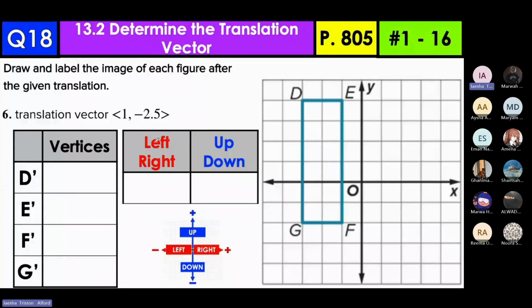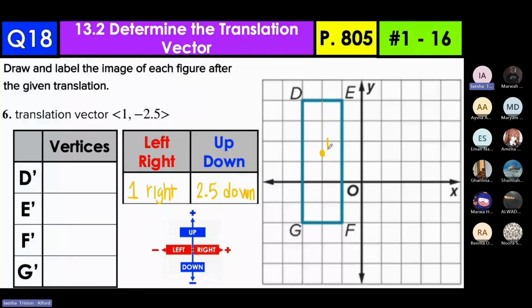This is the vector. What's the movement? 1 right and 2.5 down. So every point you have to move 1 right and 2.5 down. 1, 2. How do I know 2.5? 0.5 is in the middle.